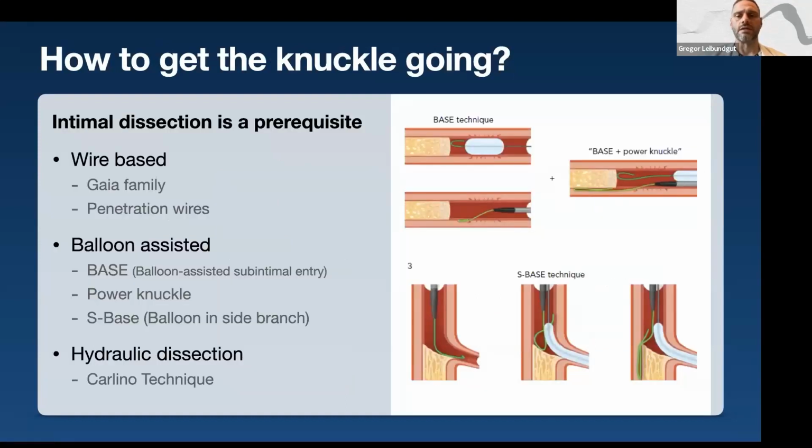How to get the knuckle going? You first need to have entry from your lumen side to the subintimal space. This could be wire-based with a penetration wire or a Gaia family wire.